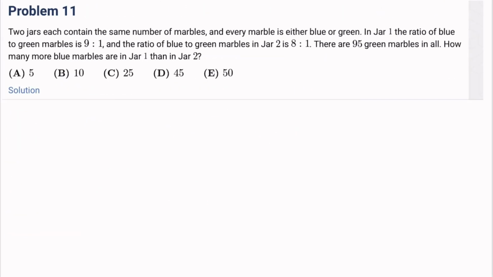Number 11. Two jars each contain the same number of marbles and every marble is either blue or green. In jar 1, the ratio of blue to green marbles is 9 to 1, and the ratio of blue to green marbles in jar 2 is 8 to 1. There are 95 green marbles in all. How many more blue marbles are in jar 1 than jar 2?